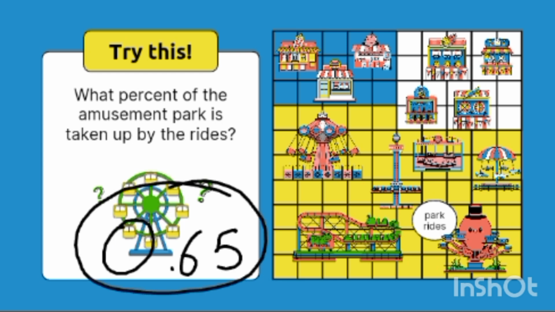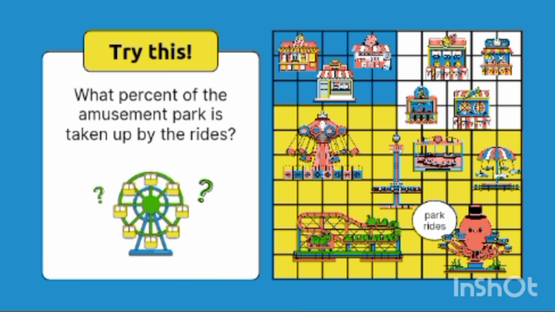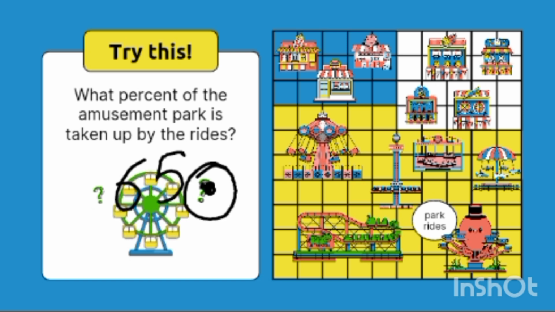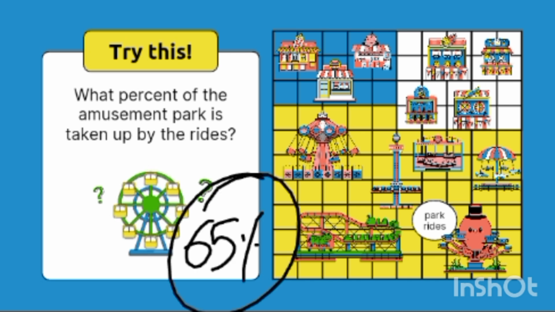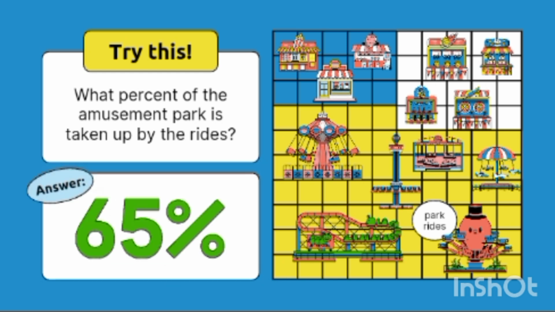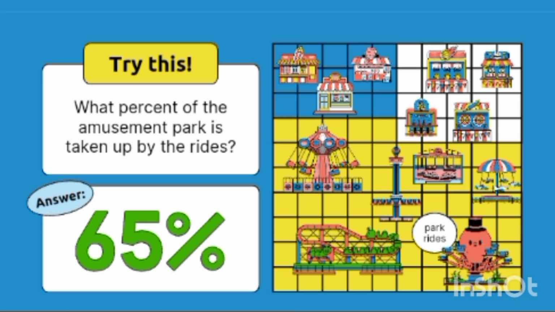So we have 65.0. This is the decimal which we need to convert into percentage. Our first step was to put the decimal point after 65. Now we need to convert this decimal point into a percentage sign. So the answer would be 65%. This is our percentage answer. I just checked if it is right or wrong. Yes, it is correct. We have 65%.